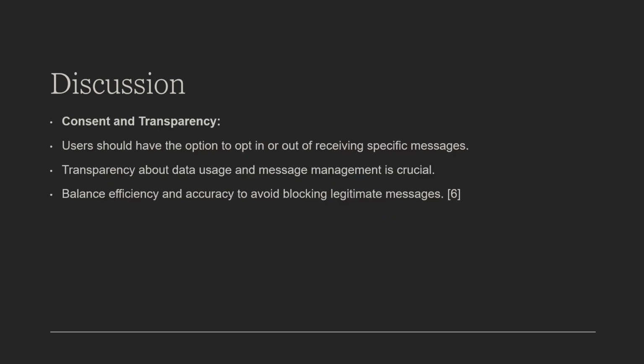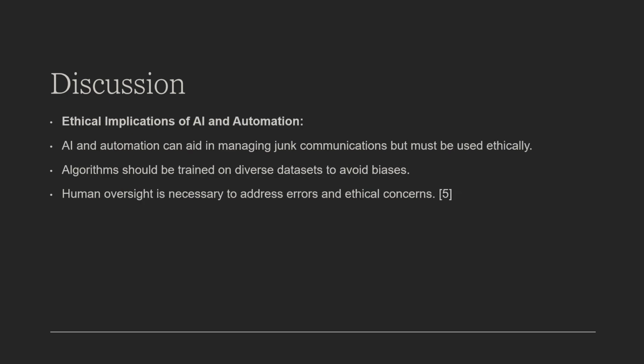Now, the next topic that we are going to deep dive into is consent and transparency, in which a user should have the ability to opt in or out of receiving specific types of messages. Secondly, transparency about data usage and message management practices is crucial. We must strike a balance between efficiency and accuracy to avoid inadvertently blocking legitimate communications.